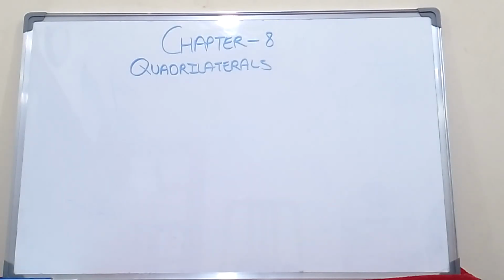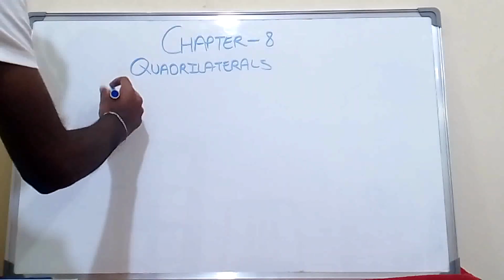Welcome back guys to my channel, and today we will be studying chapter 8 of our maths textbook, Quadrilaterals. The chapter starts off with the angle sum property. So let's see how to prove that the angle sum property of a quadrilateral is 360 degrees.